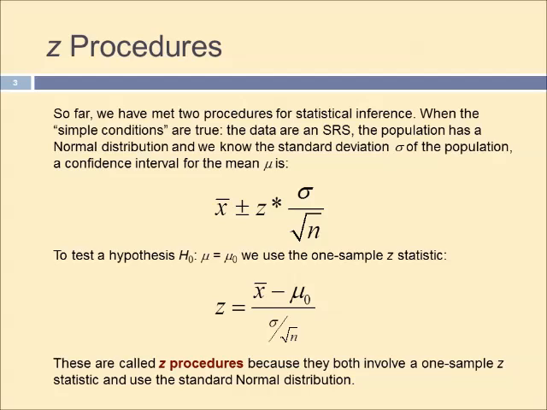So far we have met two procedures for statistical inference. When the simple conditions are true, that is, when the data are from a simple random sample, the population has a normal distribution, and we know the standard deviation of the population, then we can construct a confidence interval for the population mean using the confidence interval formula. We can test a hypothesis that a mean equals a certain hypothesized value using the one sample z statistic. These are called z procedures because they both involve a one sample z statistic and use the standard normal distribution.